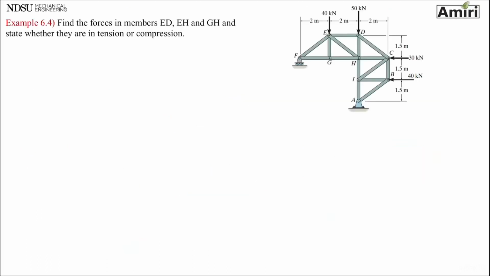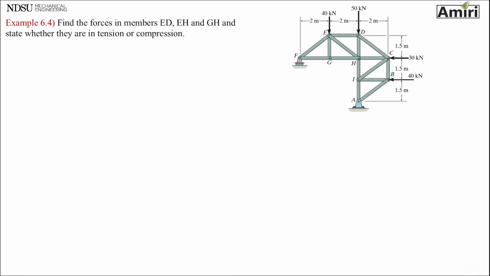Let's look at another one that is a little bit more complicated, or at least the figure looks a little bit more scarier. Find the forces in member ED, EF, and GH, and state whether they are in tension or compression. See, it doesn't tell us what method to use, but what would you choose if you wanted to choose between method of joints versus method of sections?